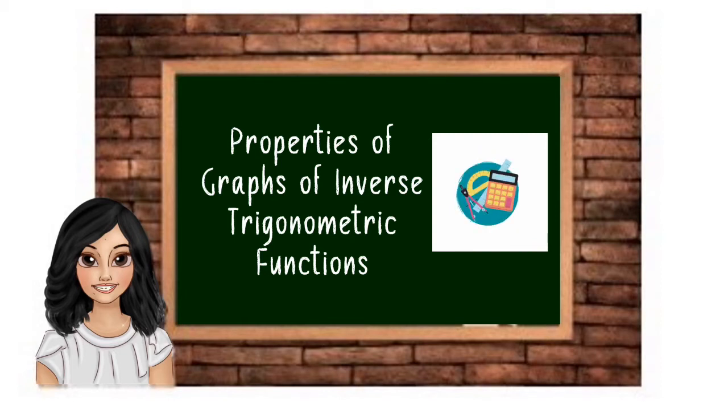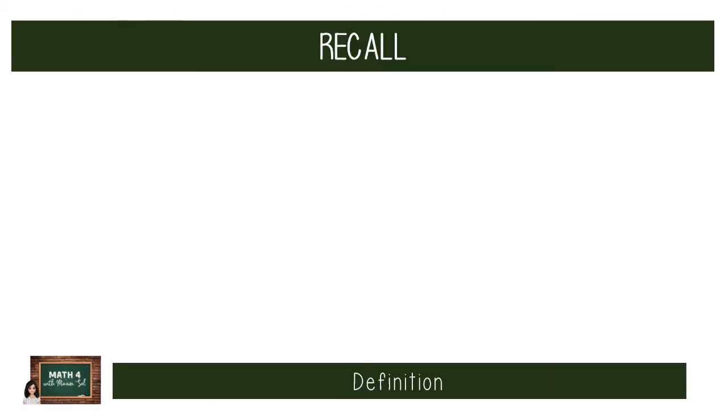In this video, we will sketch the graphs and identify the properties of graphs of inverse trigonometric functions. Recall that by inspecting the graph of a function, we will be able to know if its inverse exists or not. If it passes the horizontal line test, that is, if we let a horizontal line pass through the graph at any point, it should only intersect the graph once, then the graph has an inverse.